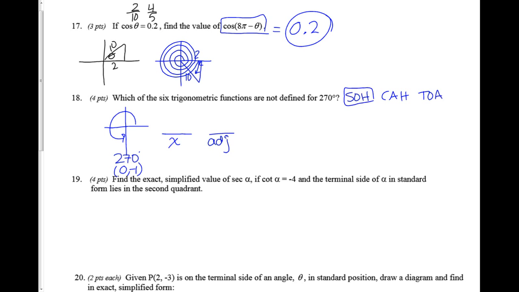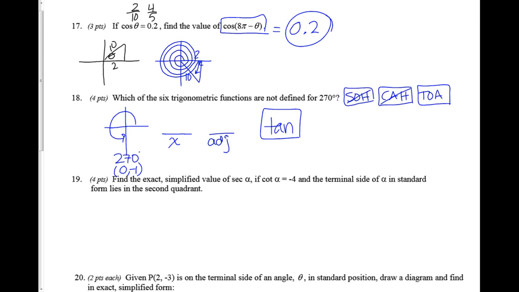In sine, the hypotenuse is on the bottom, so it's always defined. In cosine, the hypotenuse is on the bottom, so it's always defined. Tangent is the opposite over the adjacent. So the adjacent would be on the bottom of the fraction, and the tangent is going to be undefined.